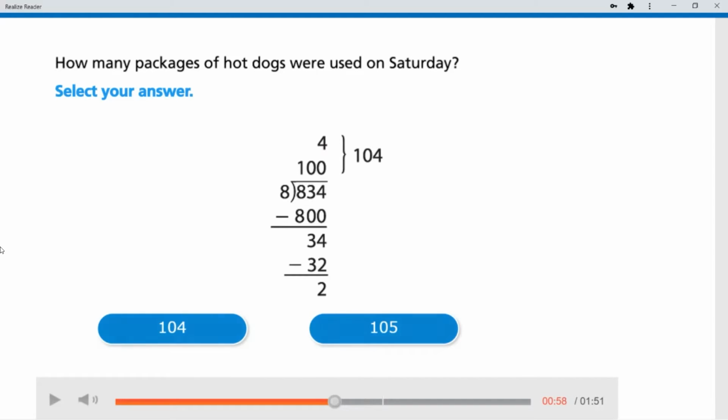Okay, now with this question, it's a little bit of a tricky question. So you have to really think about it. Now we know that they used 104 whole packages, but they had a remainder, which means they used part of another package. So altogether, they didn't use 104 packages. They actually opened and used 105 packages. So 104 they used completely, plus a little bit, or 2 out of the 105th package.